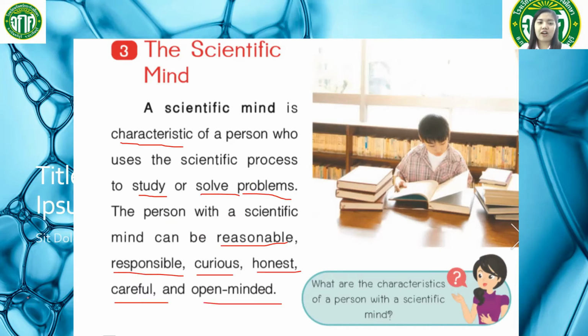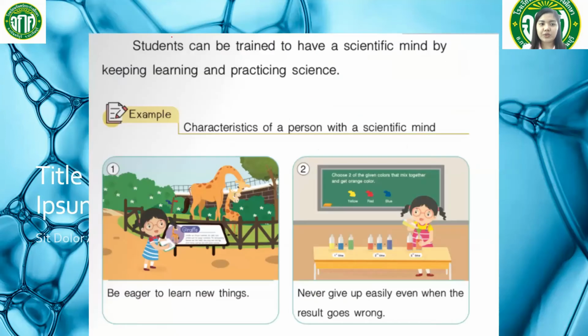Okay, so the person with a scientific mind can be reasonable, responsible, curious, honest, careful, and open-minded. These are the characteristics of a person who has a scientific mind. All right, so students can be trained to have a scientific mind by keeping learning and practicing science. Okay, so we have here an example, traits of having a scientific mind.